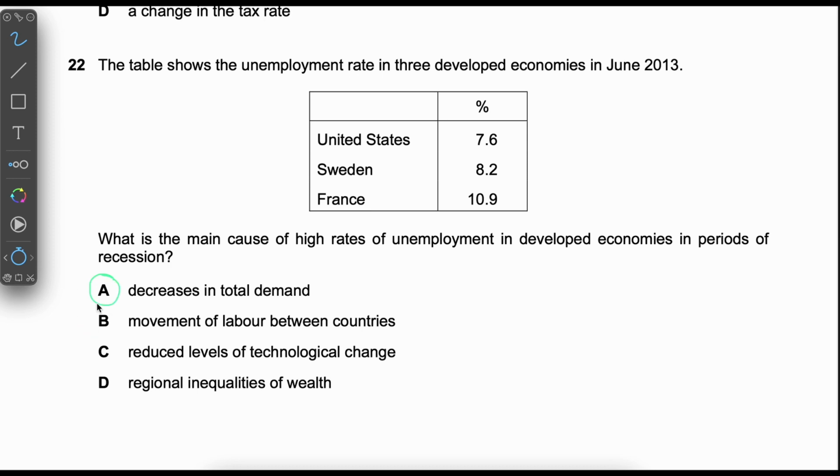If fewer people are demanding goods, that means fewer workers are needed to produce goods, because people don't want goods anymore. They're saving their money or they can't afford it. So people are going to be laid off because they're not needed anymore to produce that amount of goods. So decreases in total demand would be our answer here.